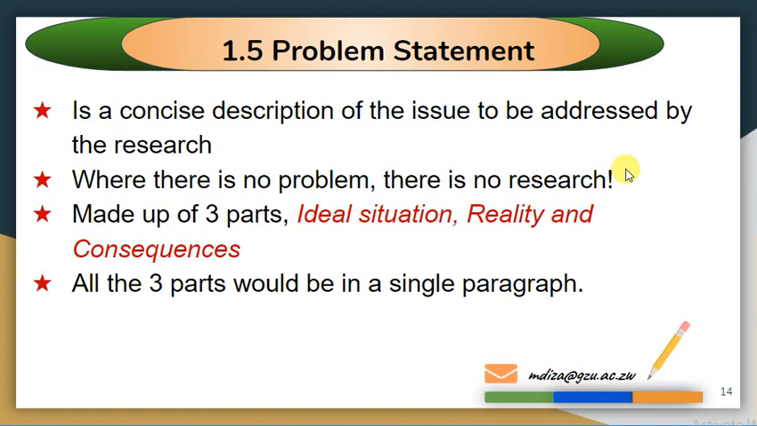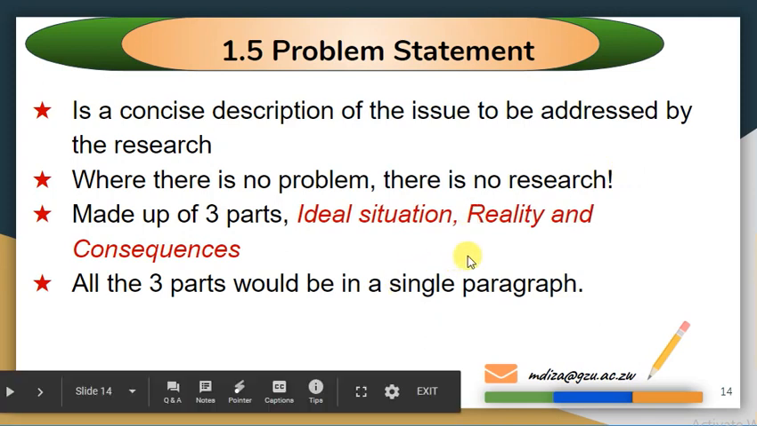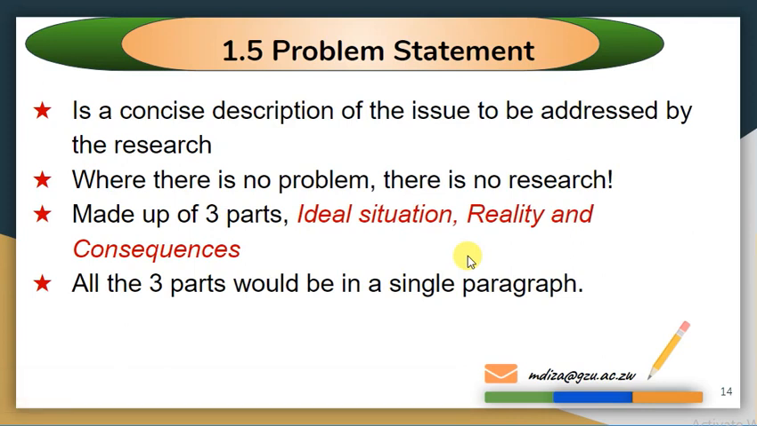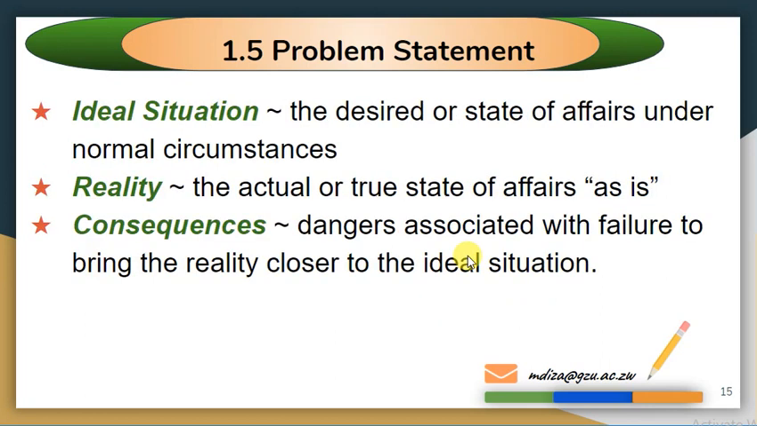A problem statement is a concise description of the issues to be addressed by the research and is made up of three parts: the ideal situation, the reality, and the consequences. And these would be in a single paragraph. The ideal situation is the desired state of affairs under normal circumstances. As far as the two variables are concerned, what is the desired state of affairs? What is the desired outcome?